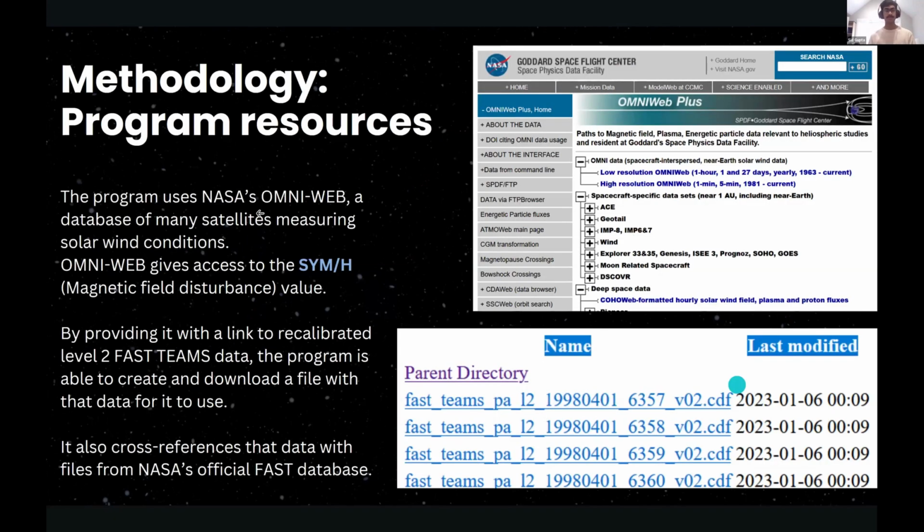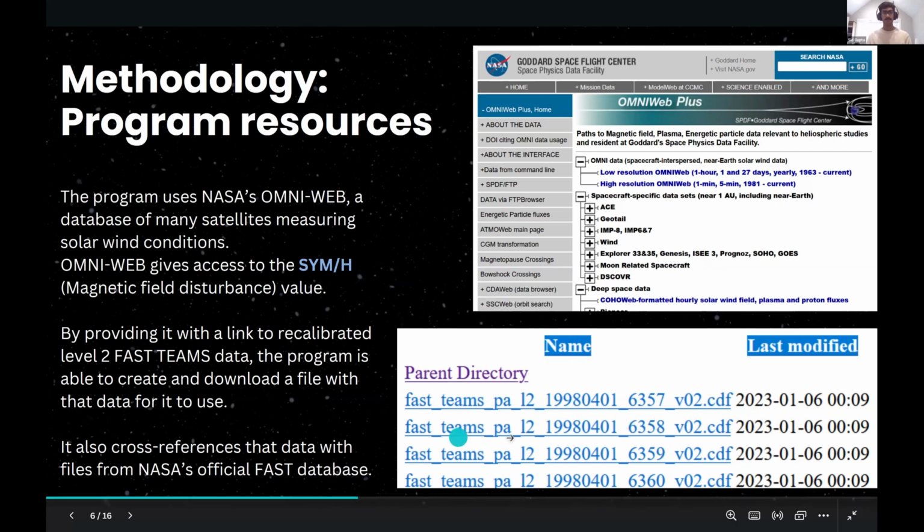The program we made uses a NASA database called OmniWeb, which has many of the past missions of a bunch of different satellites that measure solar wind conditions. OmniWeb gives access to something called the SIM-H value, which is basically an index for measuring how disturbed a magnetic field gets. So by providing it with a link to recalibrated level 2 FAST TEAMS data, the program downloads a file with that data, looks at it, and cross-references it with another database, NASA's official FAST TEAMS database.